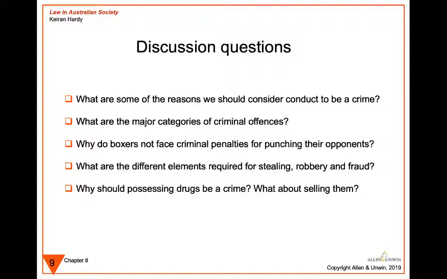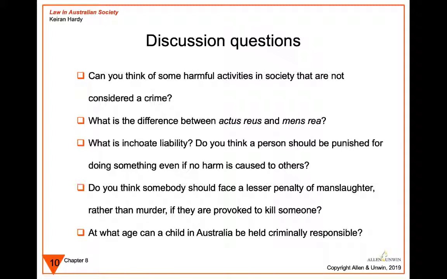Why should possessing drugs be a crime? What about selling them? Can you think of any harmful activities in society that are not considered a crime? What's the difference between actus reus and mens rea? What is inchoate liability? Do you think a person should be punished for doing something even if no harm is caused to others? Do you think somebody should face a lesser penalty of manslaughter rather than murder if they are provoked to kill someone? And finally, at what age can a child in Australia be held criminally responsible? This is also looked at in more detail in the book.